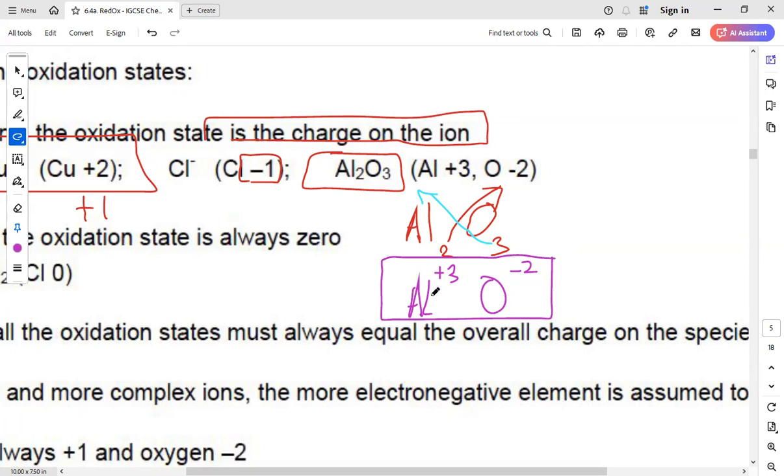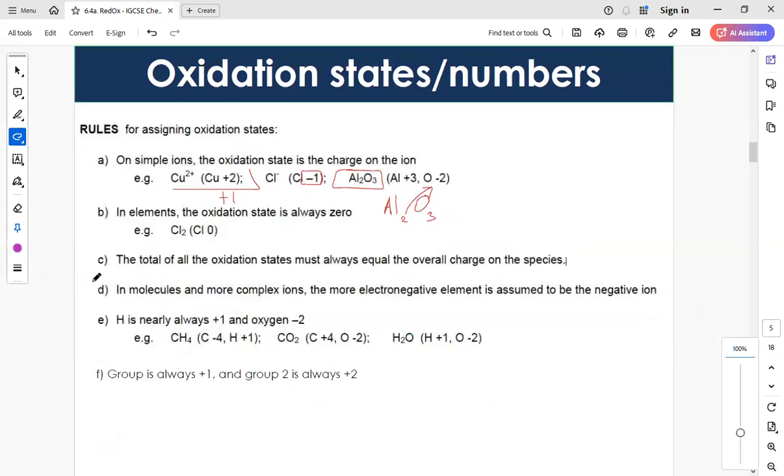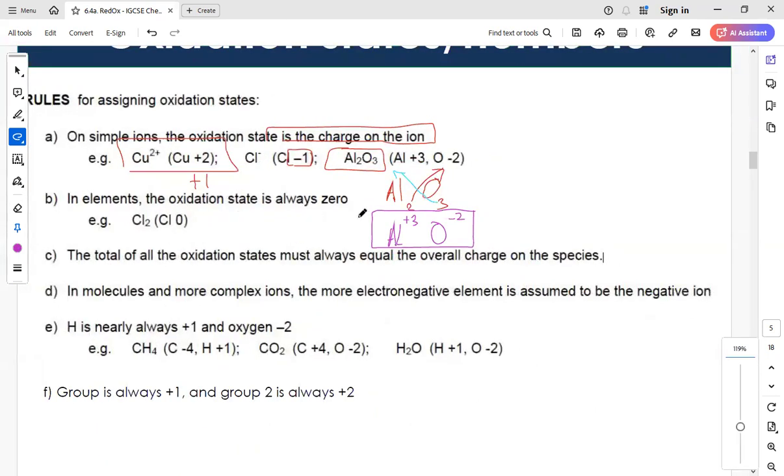जी। Okay. In elements, the oxidation state is always 0. ठीक है, so जैसे मैंने आप लोगों को पहले बताया, you have done with this rule. So जैसे मैंने आप लोगों को पहले बताया कि elements in their free form, they always have an oxidation state of 0. ठीक है, so they have neither lost electrons or they have neither gained electrons. Their oxidation state is 0.